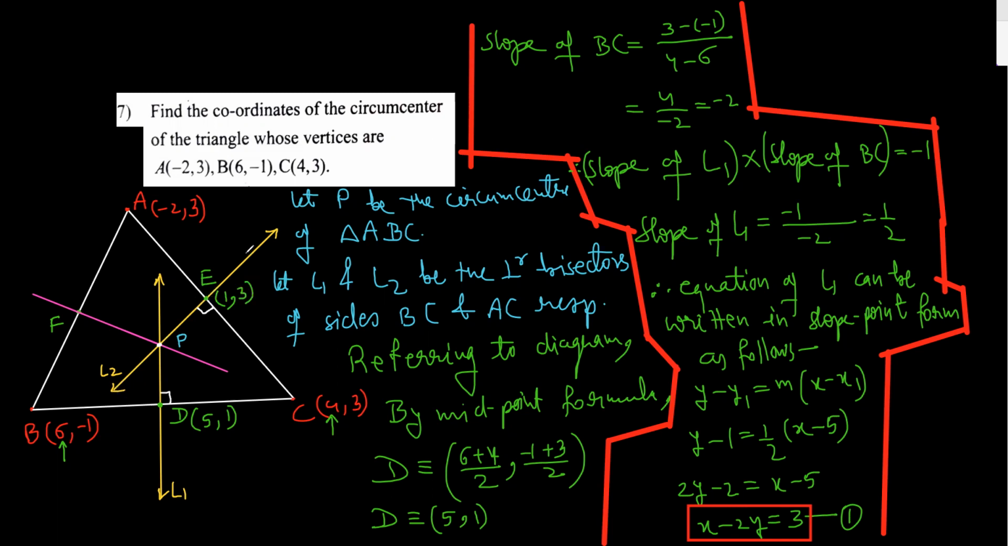Now you will get the slope of L2. How? First you will find the slope of AC. Then L2 is perpendicular to AC. Once you have the slope of AC, you will use the slope-point form to get the equation of L2. You will write the equation of L2 as equation 2.